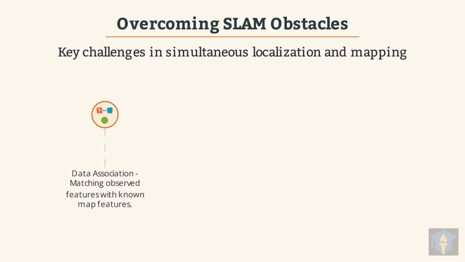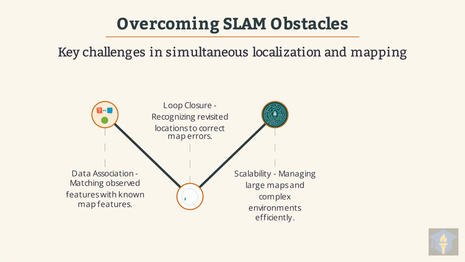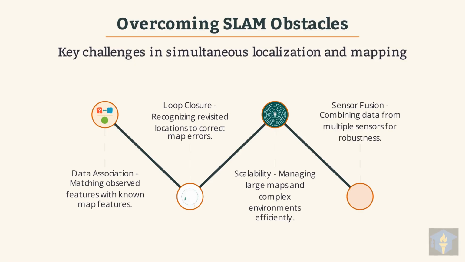First, data association involves correctly matching observed features from sensors with the existing features already on our map. Next, loop closure is crucial for recognizing when a robot revisits a known location to correct accumulated map errors. Scalability addresses the challenge of efficiently managing very large maps and complex, dynamic environments. Finally, sensor fusion focuses on combining data from various sensors to achieve more robust and accurate localization and mapping.